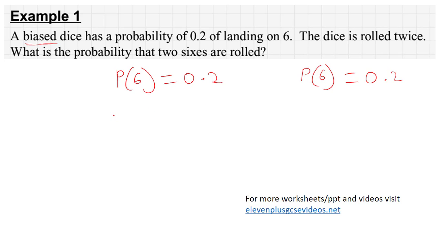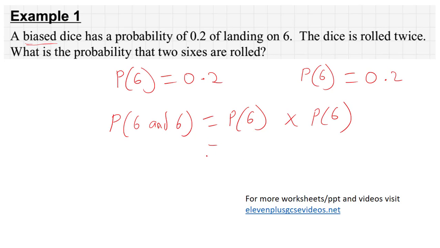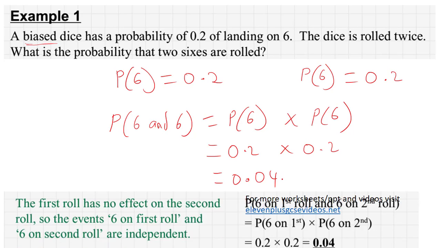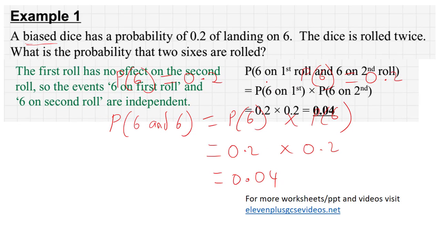Because of that, if I want to find the chance that it's going to land on a 6 and a 6, all I need to do is times the chance that it's going to land on a 6 for the first time and the chance that it's going to land on a 6 for the second time. That's 0.2 times 0.2, which is 0.04. So the chance that it's going to land on a 6 and on a 6 is 0.04. Just times if they're independent.